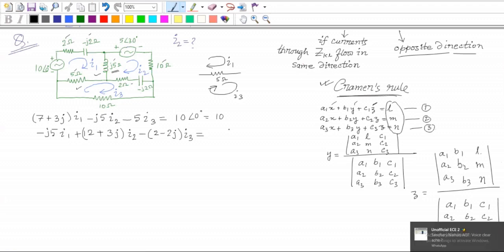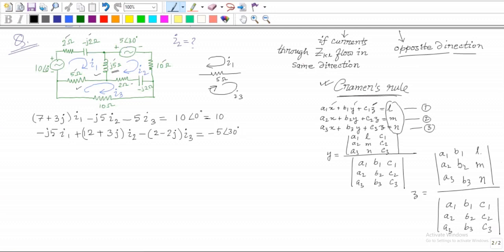What will be the right hand side? 0? No, you are writing the mesh equation for mesh 2. Minus 5 angle 30. Yes, right. Minus 5 angle 30.